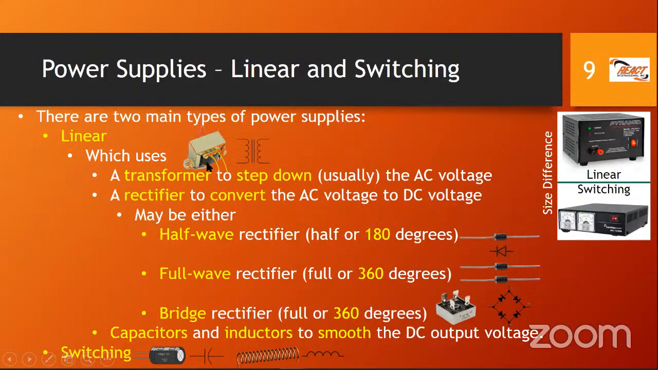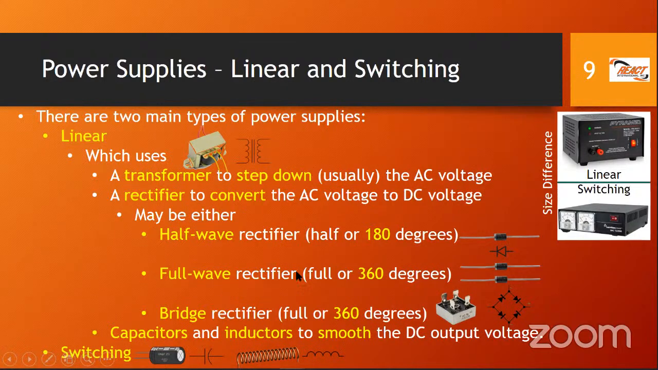So a linear power supply uses a transformer. And what does a transformer do? It usually steps down, in our case, the AC voltage. It also uses something called a rectifier. And what does the rectifier do? The rectifier converts AC to DC. But there are three different types of rectifiers that we need to encounter. The first one is the half-wave rectifier. And that only deals with half of the AC signal, or 180 degrees, and it uses essentially a diode, and it rectifies that AC into pulsing DC.